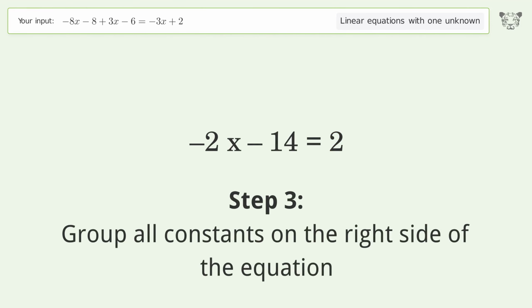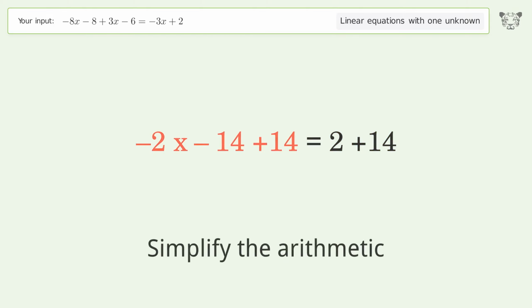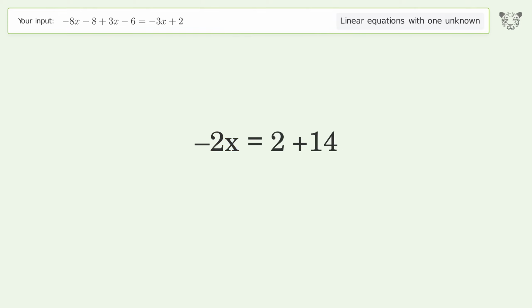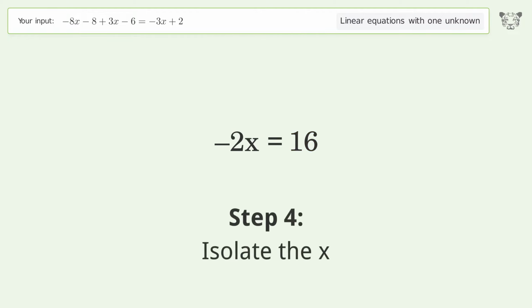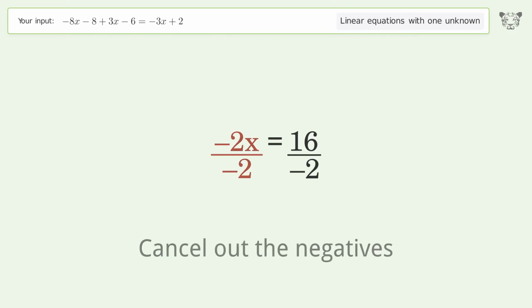Group all constants on the right side of the equation. Add 14 to both sides. Simplify the arithmetic. Isolate the x. Divide both sides by -2. Cancel out the negatives.